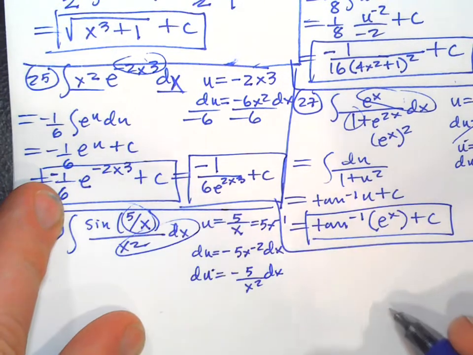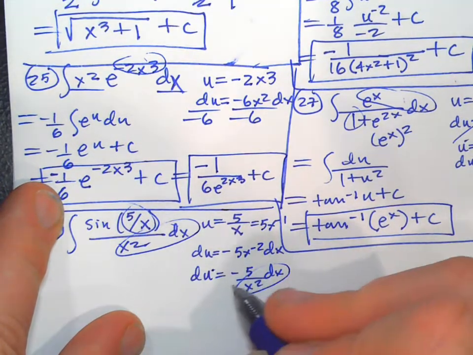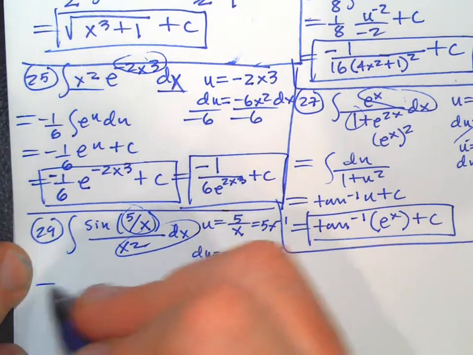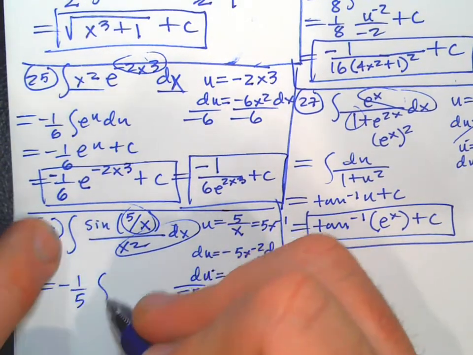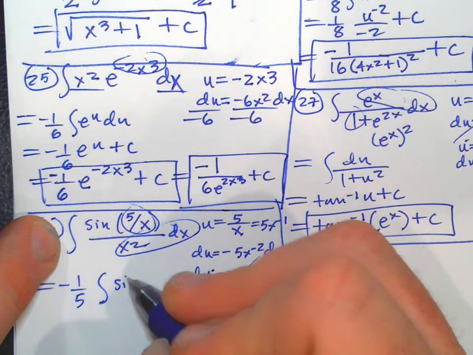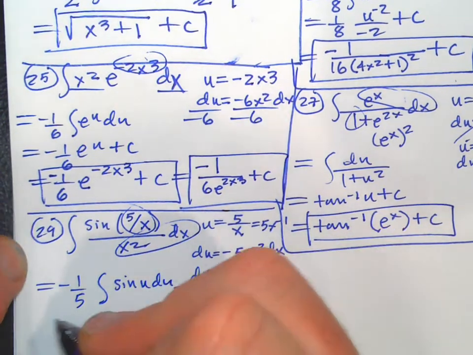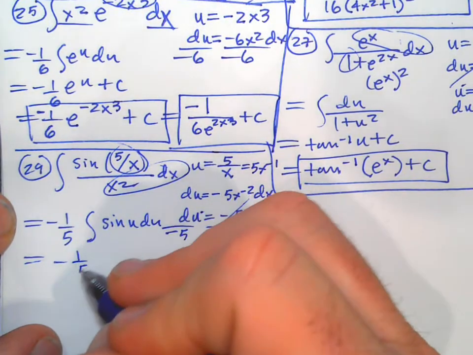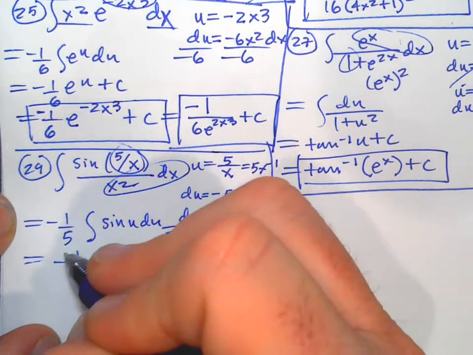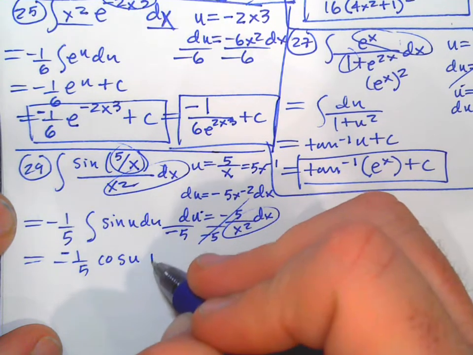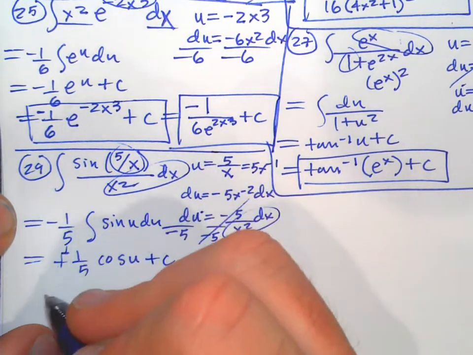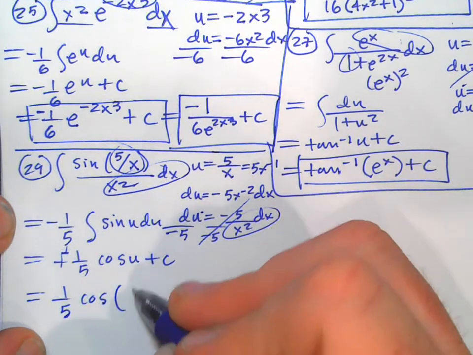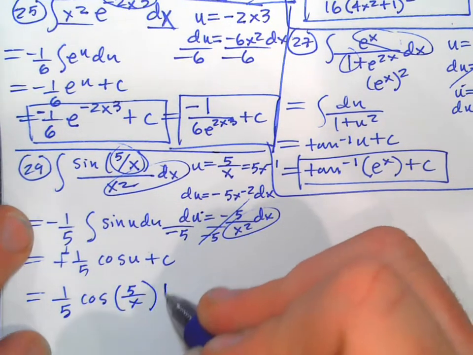Look, dx over x squared. Now, I don't want the negative 5. So divide both sides by negative 5. I'm going to get negative 1/5 out in front. This is going to be sine u du. Becomes real simple. It's going to be negative 1/5 cosine u, but I need an extra negative because that's going to pop an extra negative out, plus c. And the final answer would be 1/5 cosine of 5 over x plus c.